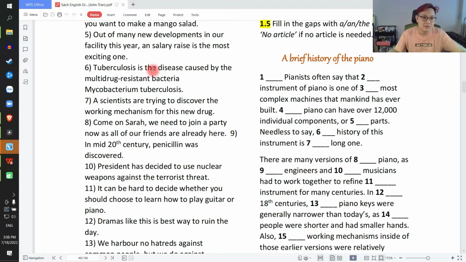Okay, number 7, scientists in general. We want to talk about scientists in general here, not any group of scientists. So that's why there's no article here. It's just scientists are trying to discover the working mechanism of this new drug.